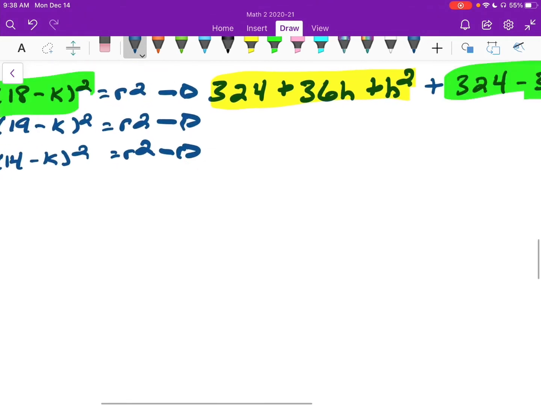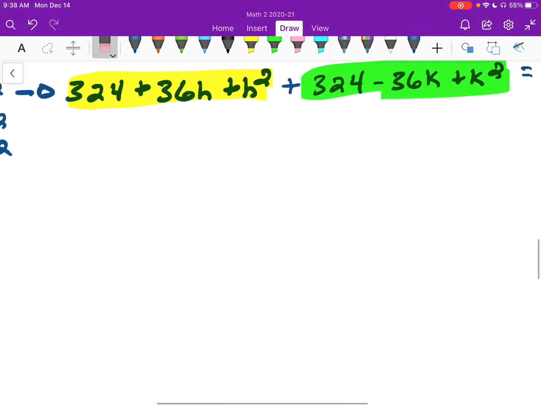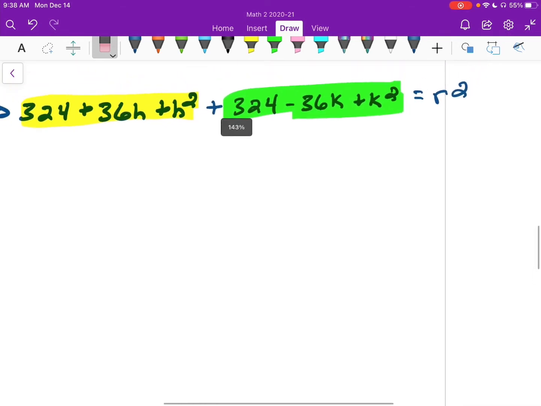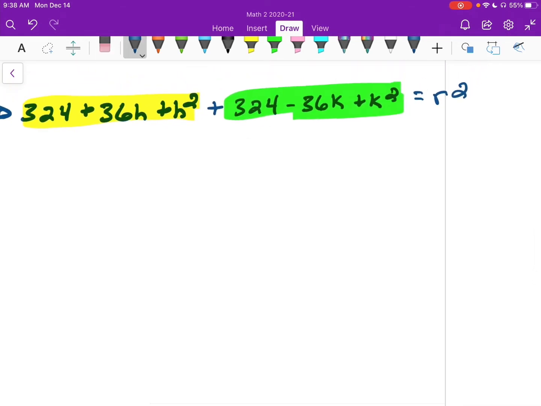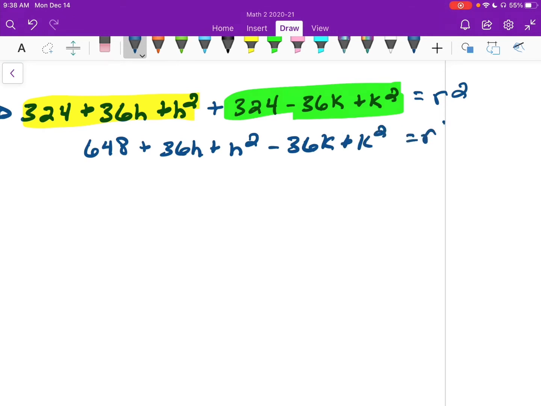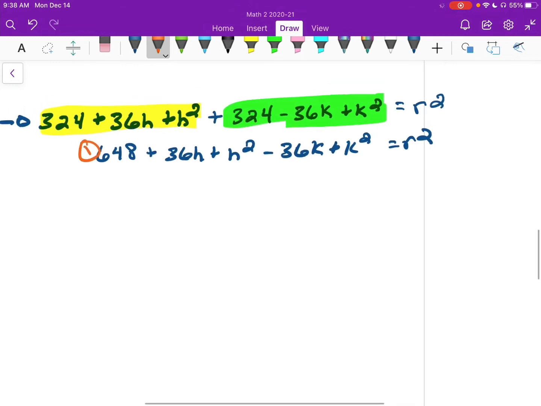You know what? I'm going to erase these arrows. And I'm going to reduce this piece together a little bit. My constants, my 324s, can go together to be a 648. And then I'm going to say plus 36h plus h squared minus 36k plus k squared equals r squared. And that's as pretty as I'm going to be able to make that at this point. I'm going to call it my equation 1. Hopefully you remember me doing that with the parabolas that we did.